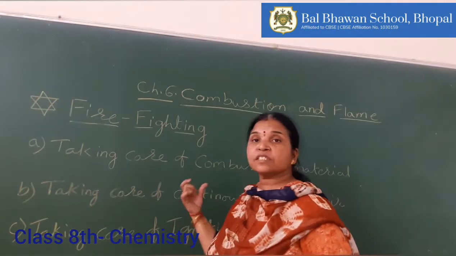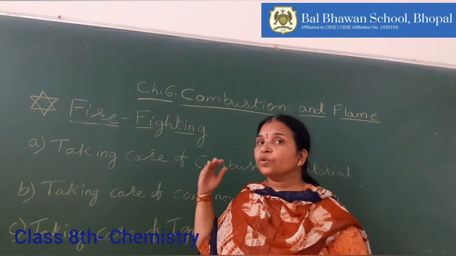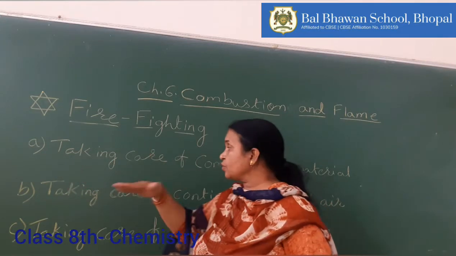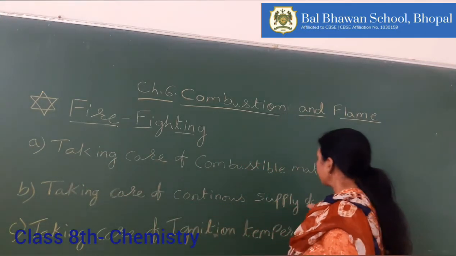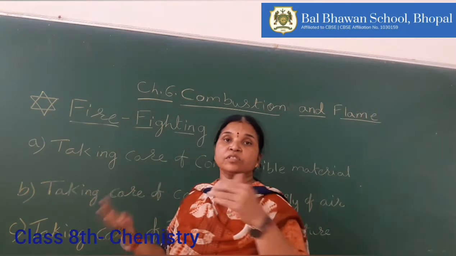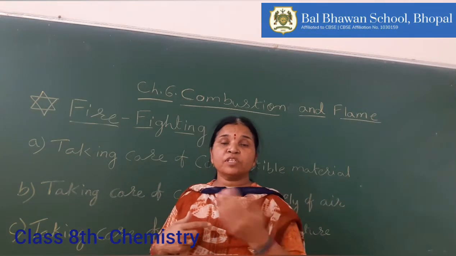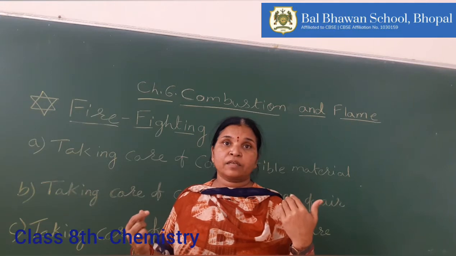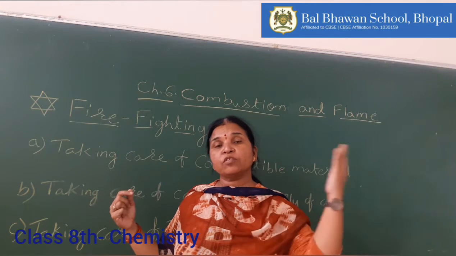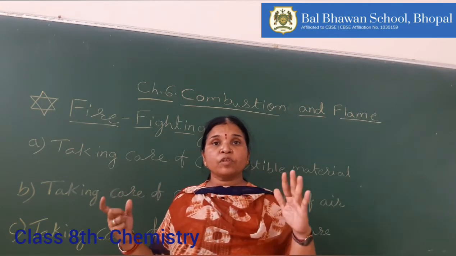The factor which is essential for combustion is air or oxygen. So how do we fight the fire? By attacking that factor, by taking care of the continuous supply of air. Suppose a person is caught in fire or a person's clothes catch fire, then we wrap the person in a blanket. Why do we do so? So that contact with air can be avoided or the supply of oxygen can be stopped, and that is how we control the fire.